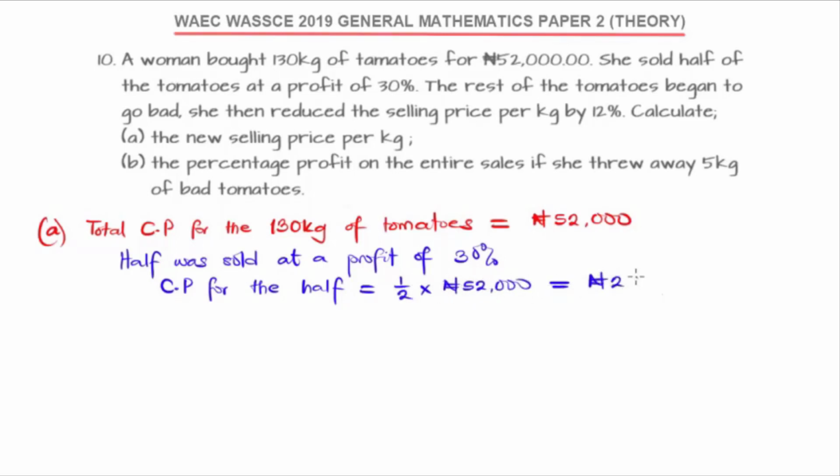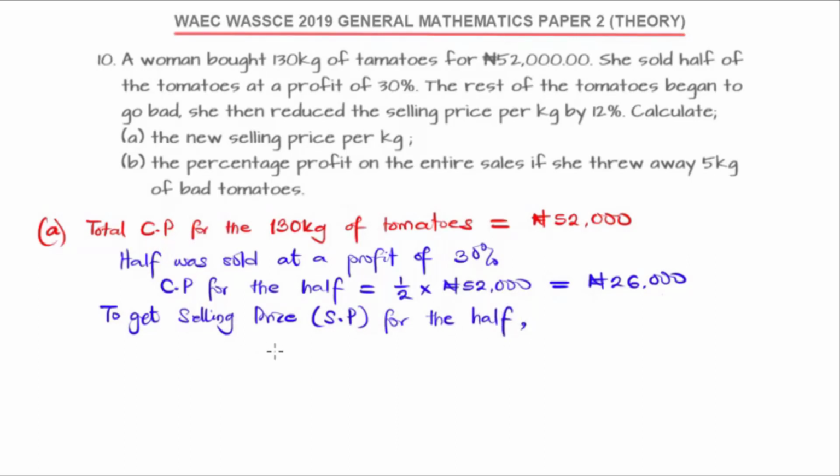So first we are talking about half of 130, which is 65 kilograms. So the cost price for that half is 26,000 naira. Now, for us to get the selling price for this particular half that was sold at 30% profit, we can use the formula for percentage profit, which is selling price minus cost price over cost price times 100.